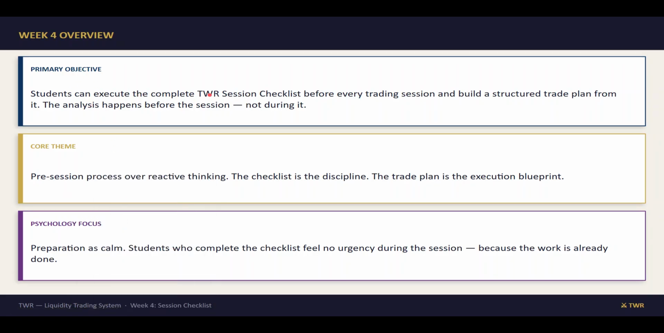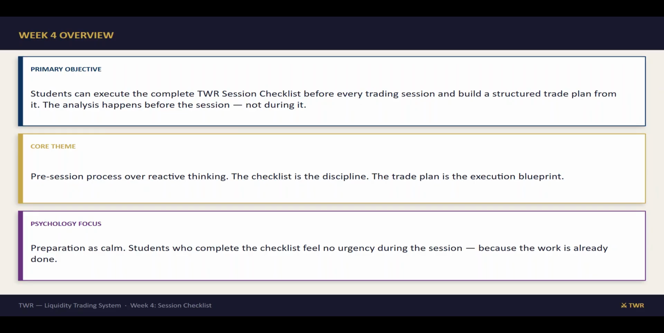As a student, I expect you to execute the complete checklist from the TWR session checklist before every trading session and build a structured trade plan from it. The analysis happens before the session, not during. Now, our core theme is this: have a pre-session process over reactive thinking. Basically, have a checklist. The checklist is the discipline. The trade plan is the execution blueprint.